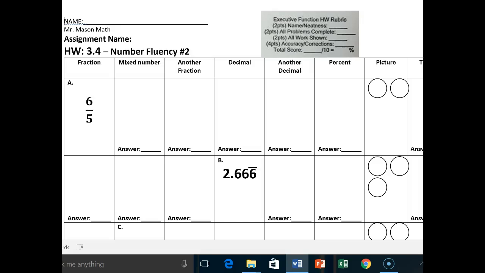So I'm going to take you through homework 3.4, number fluency number 2. Very similar to the last number fluency you did, but with some different numbers. So let's get right into it.